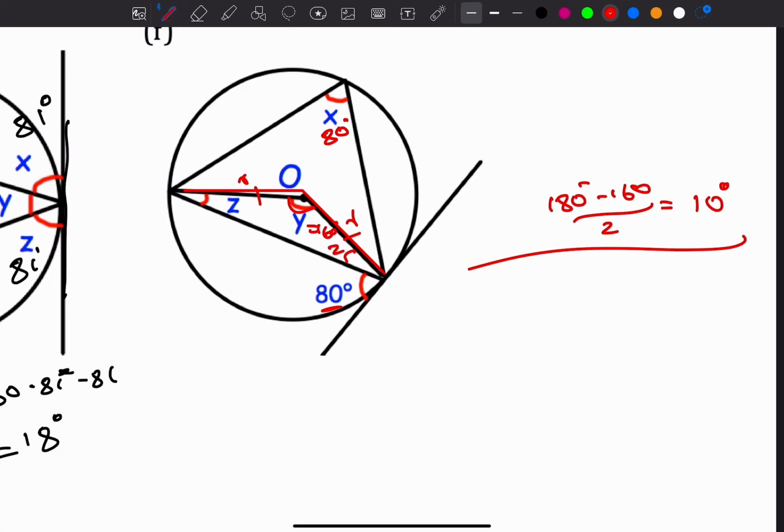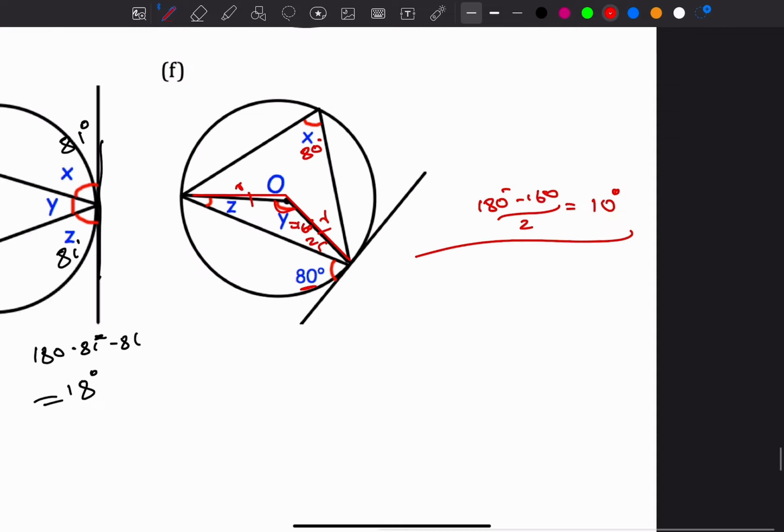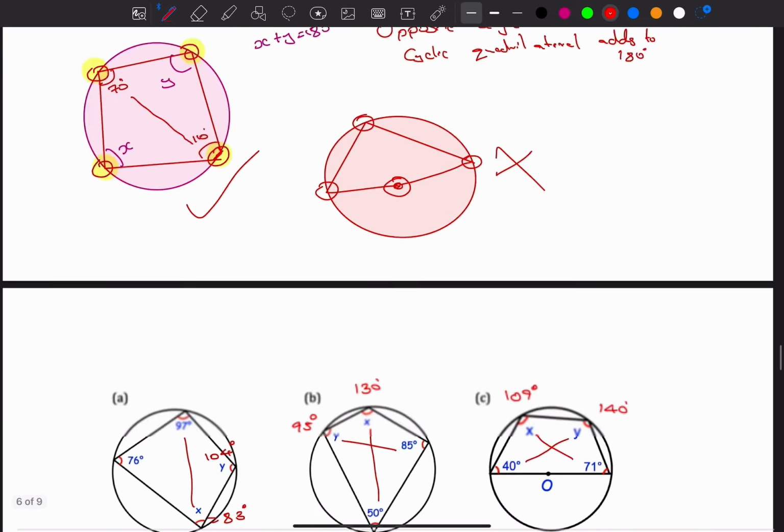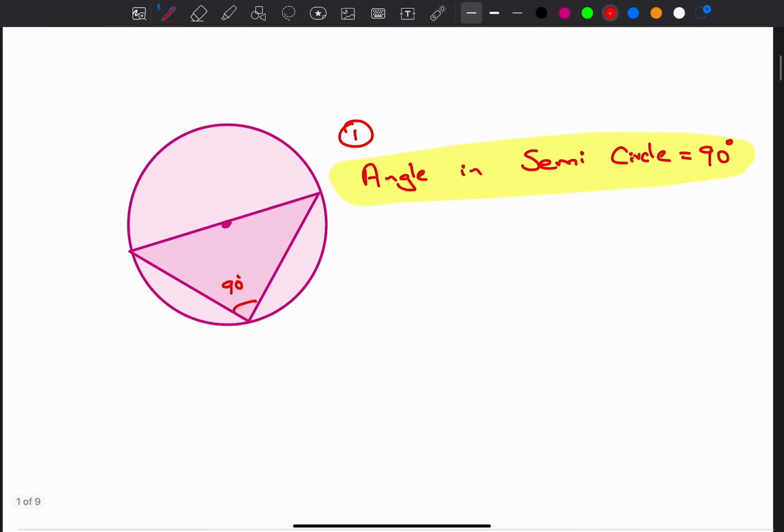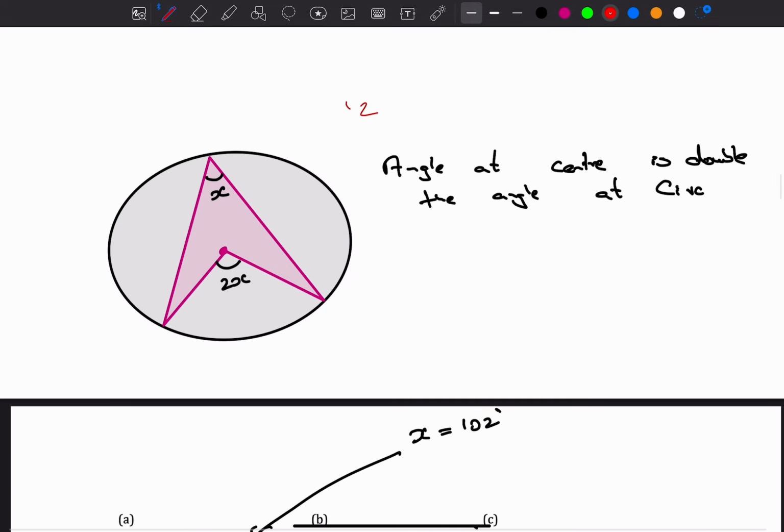Okay, so these are the basic ones that you need to know. Okay, just make sure you learn this, the whole thing. There's nothing after that. Make sure you learn it. This one: angle in the semicircle equals 90 degrees. Simple. Next one, the second one: angle at the center is double the angle at the circumference.